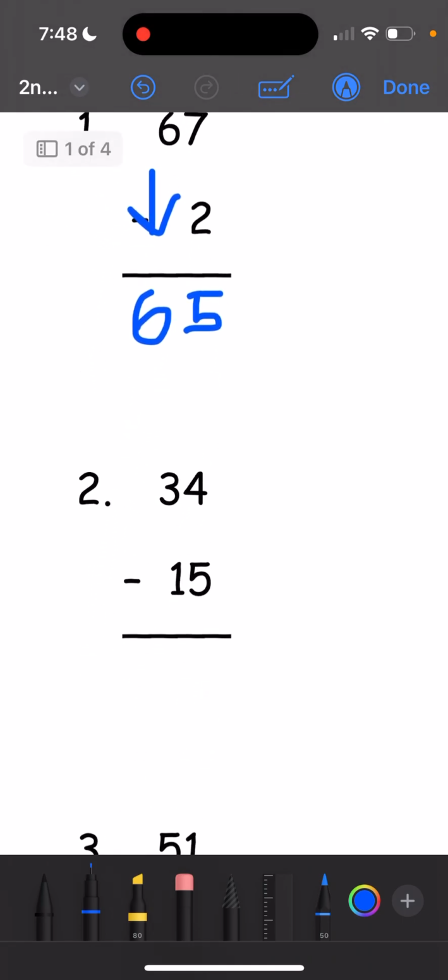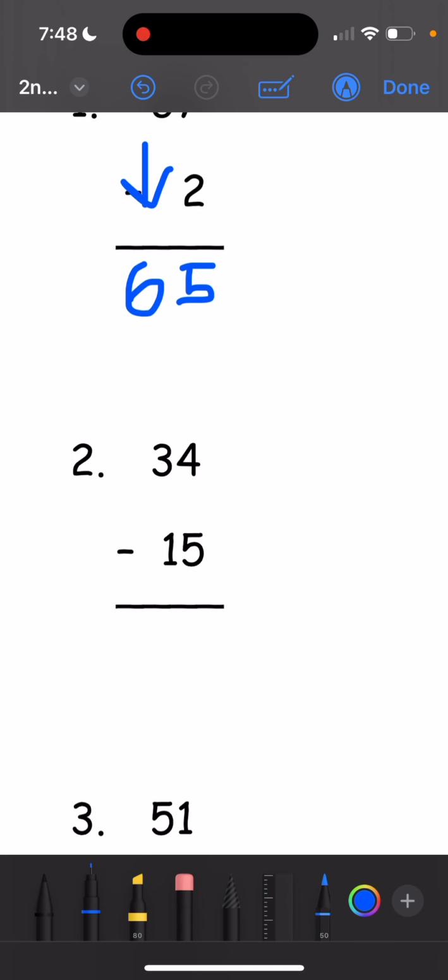Number 2 is a little bit different. We have 34 minus 15. But you can't subtract 4 minus 5 because 5 is greater than 4. So what you're going to do is take away a tens place from the 3, and add a 10 to the ones place. So you take away a 10 from the 3, so the 3 becomes a 2, and then you add 10 to the 4 right here, so the 4 becomes 14.